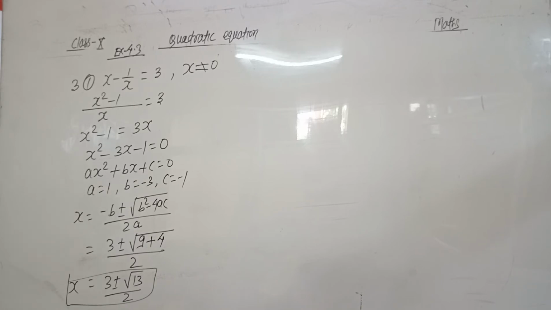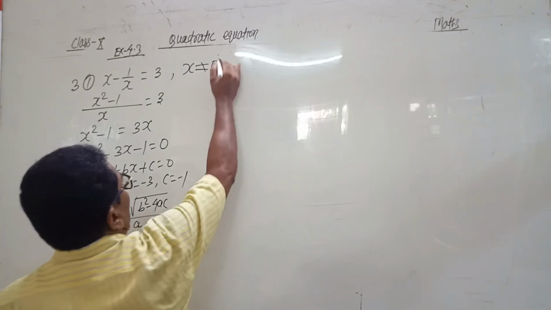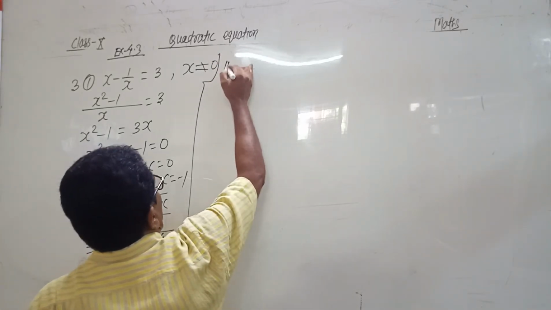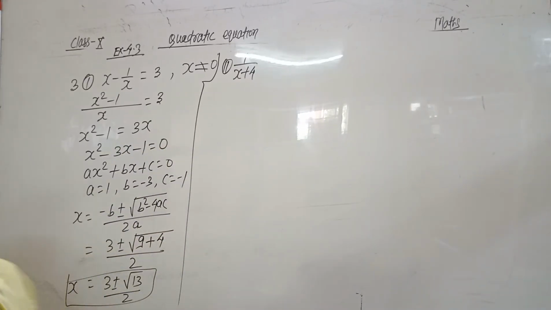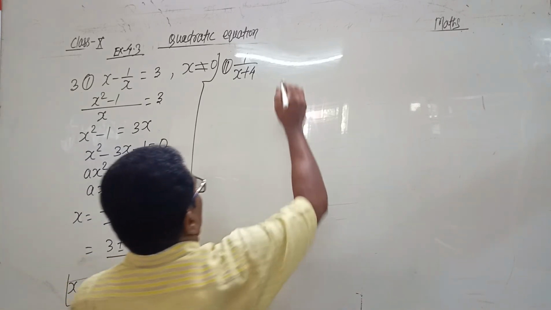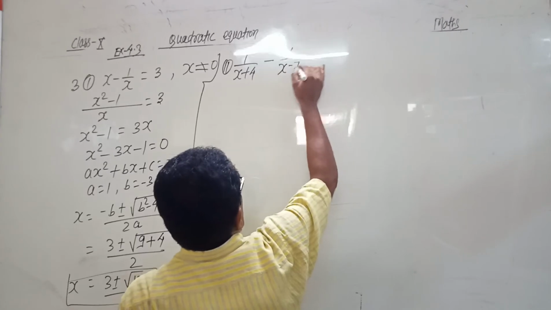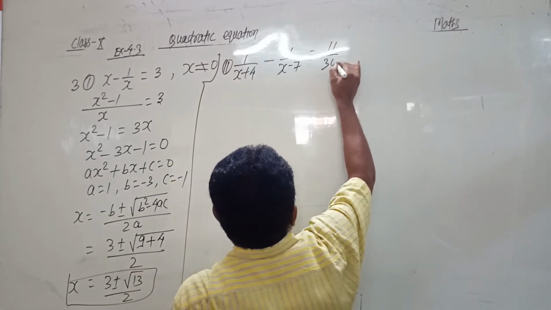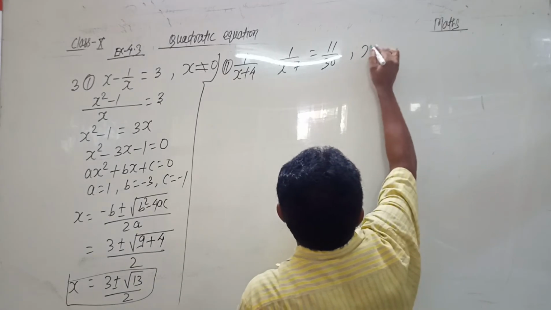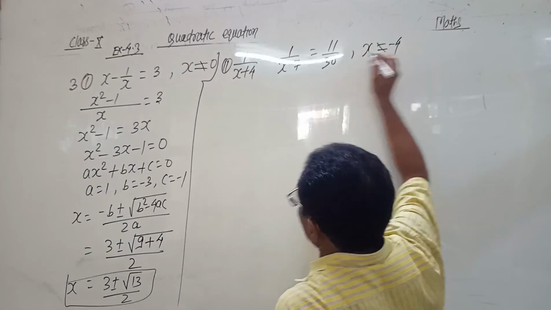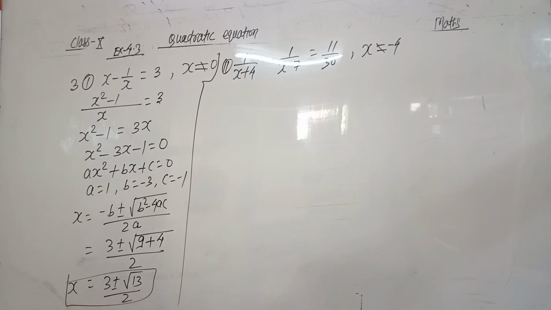Second part. 1 by x plus 4 minus 1 upon x minus 7 equals 11 by 30, and x is not equal to minus 4. The value of x should not be minus 4.